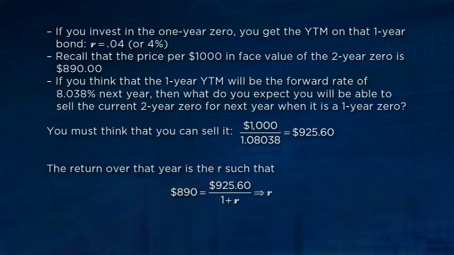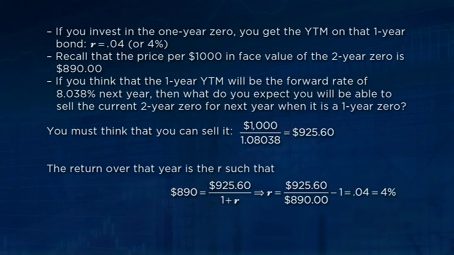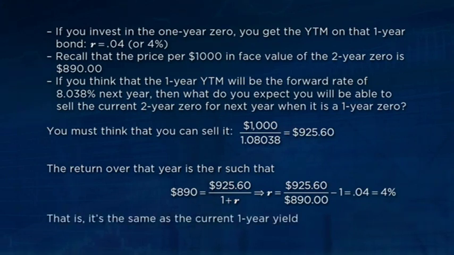Turns out the return then, that holding period return, is going to be equal to 925.60 divided by 890 minus 1. That's equal to 4%. That is, you get exactly the same return from investing in the 2-year and selling it early as you would get by directly investing in the 1-year.